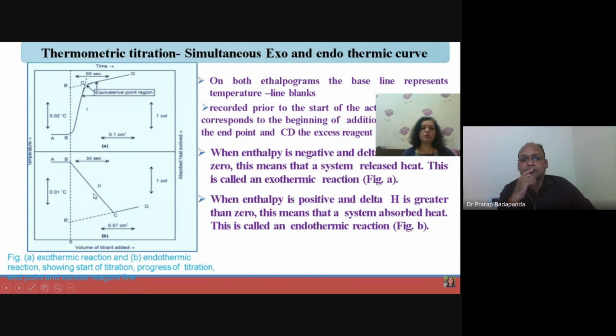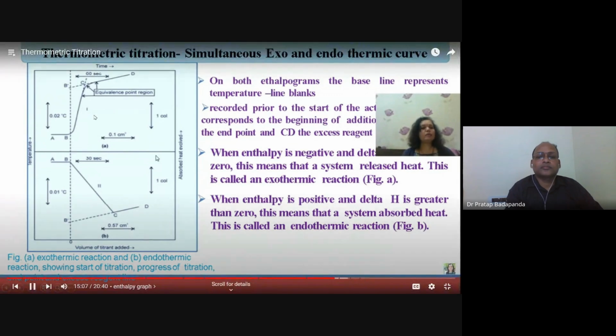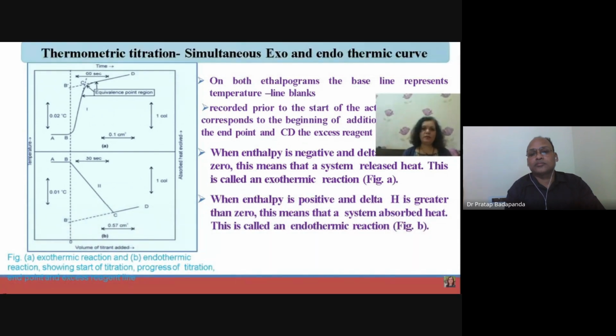showing the starting of the titration and progress of the reaction to find out the equivalence point or end point. So, I can find this B dash as the equivalence point, here again B dash as an equivalence point, and delta T, the change in temperature, I can utilize to find out the enthalpy of both of these reactions. Hope you have understood how to grab the data from these thermometric curves.